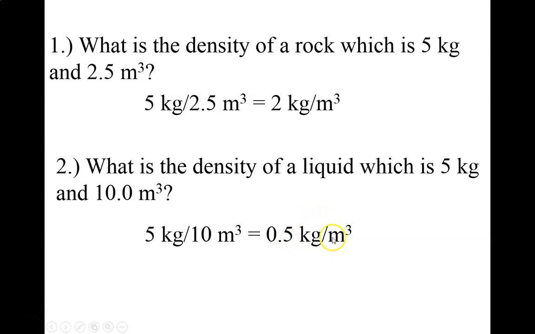Why did the liquid have a much lower density, even though it had the same mass as the rock? It had a much lower density because it had a bigger volume. It took up more space. The atoms were spread out more. It was less dense. It was less compact.